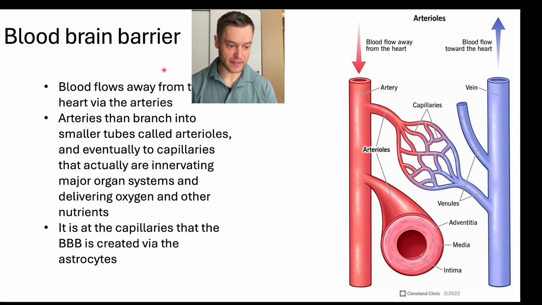I didn't know that I had this slide here, so let's go ahead and see what it says. Blood flows away from the heart through the arteries. Yeah, absolutely. Arteries then branch into smaller tubes called arterioles, and eventually to capillaries that actually are innervating major organ systems and delivering oxygen and other nutrients.